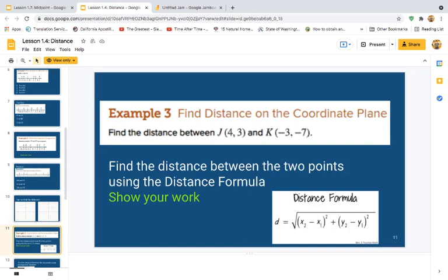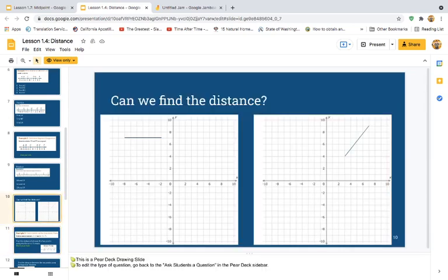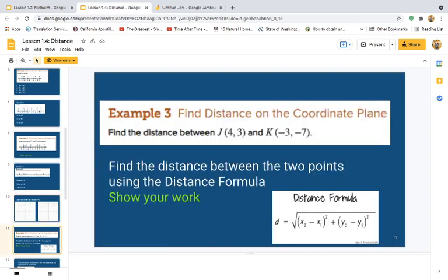Okay. There are two ways actually to find the distance of something like this over here on the right. We're going to talk about both of those ways, but the primary way that we should be focusing on is what's called the distance formula, which is d equals the square root. Right? Square root is just the opposite of square. The square root of (x2 minus x1) all squared plus (y2 minus y1) all squared.